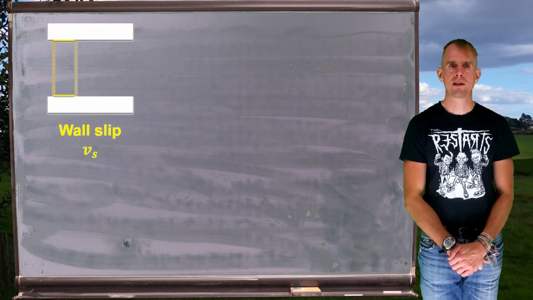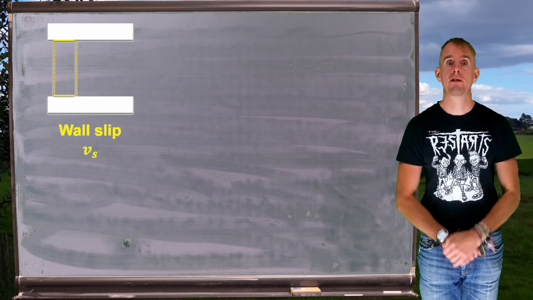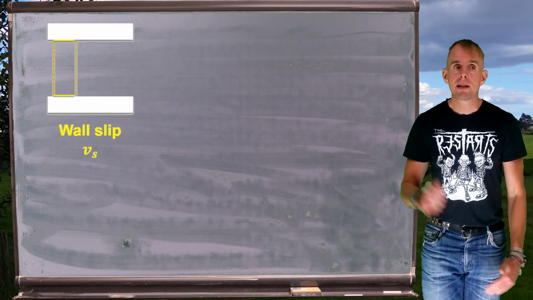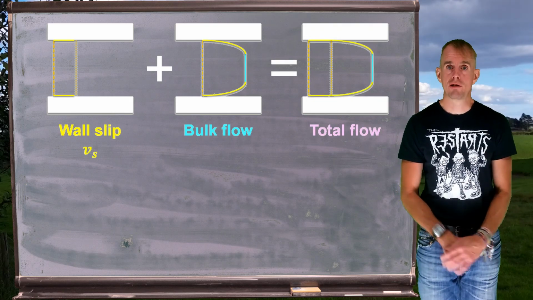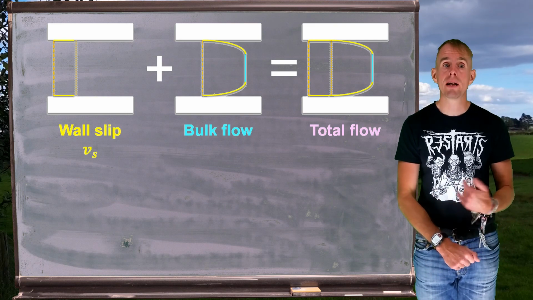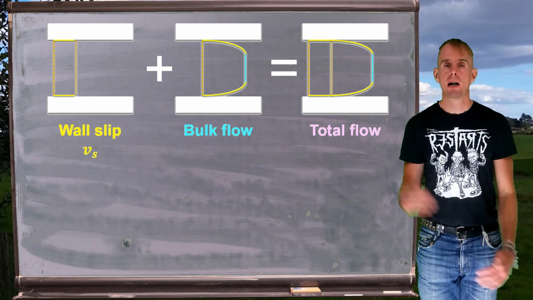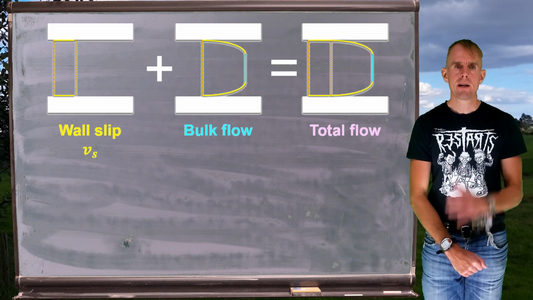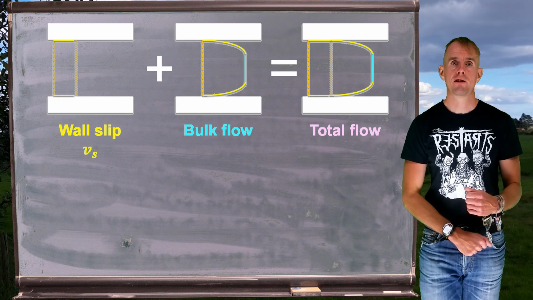Up until this point, we've said that we may have slip at a wall, and that may be characterised by a slip velocity v subscript little s. What's happening in the remainder of the flow is hopefully described by one of our constitutive equations. The profile I've drawn here is viscoplastic, and it may be a Herschel-Bulkley, it may be a Bingham. If I add these two components of flow together, I will get a representation of the real flow that's happening within my system.